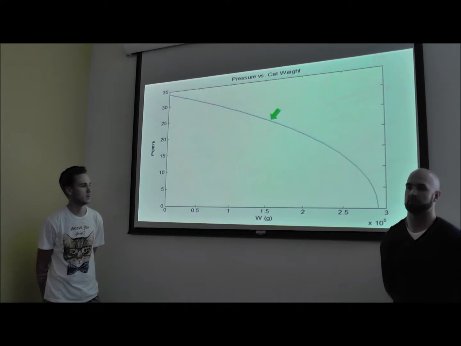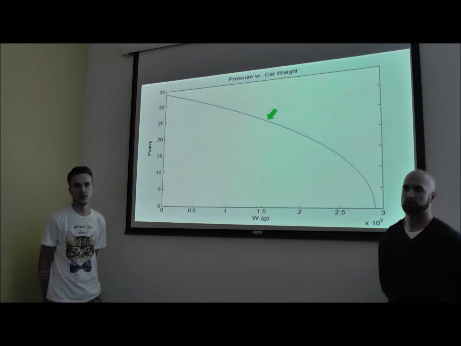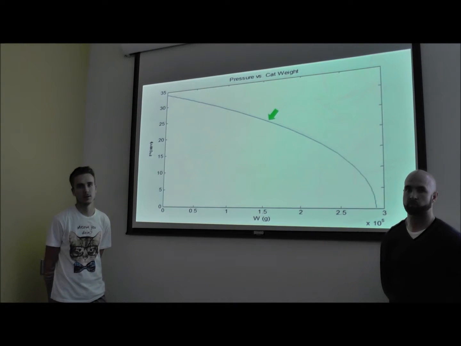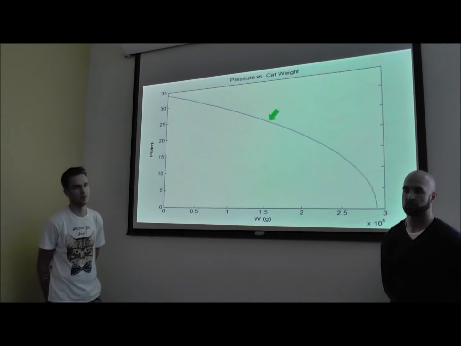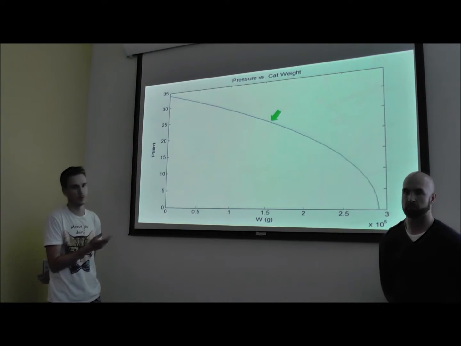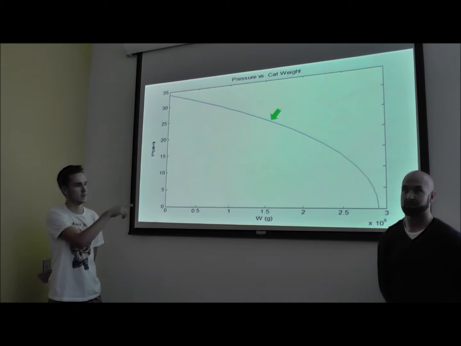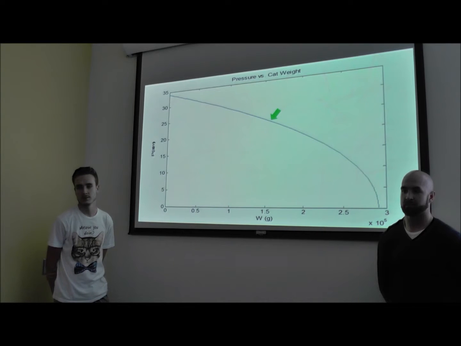This graph is showing the pressure versus the weight of catalyst, and we didn't want a pressure drop of more than 10 atm. Our inlet pressure, as you can see, was about 34 atm. So we chose right at a 10 atm pressure drop, so it would be about 24 atm at the outlet, and that gave us 150 kilograms of catalyst, as the arrow shows.